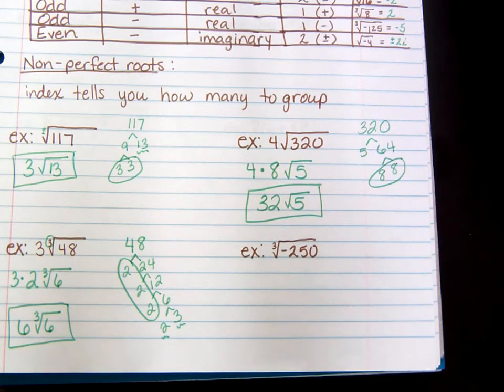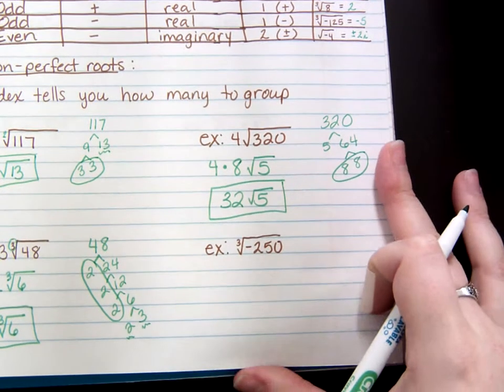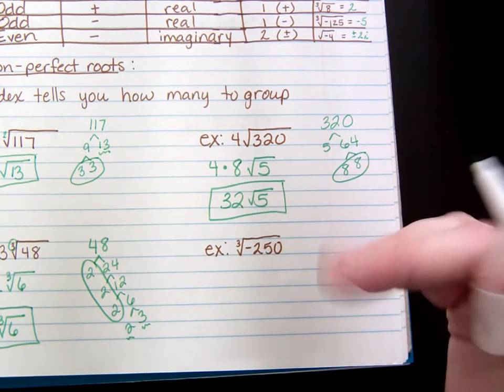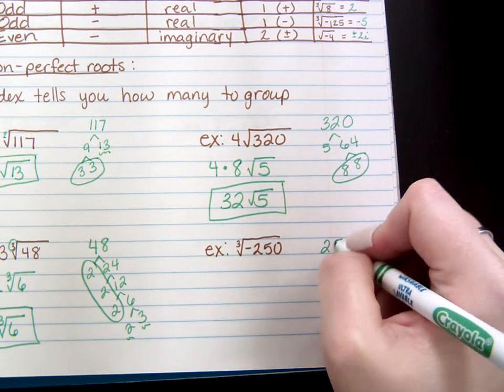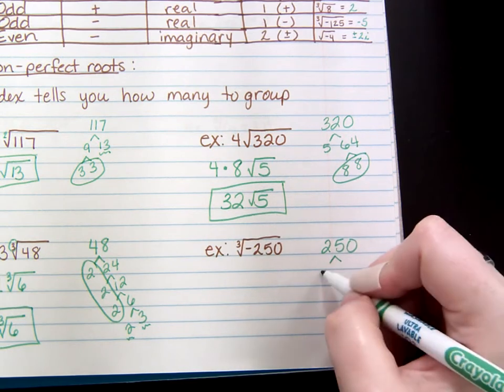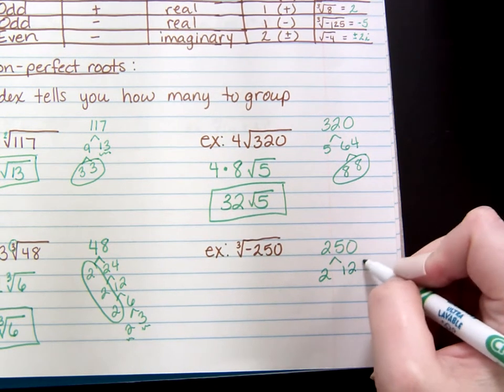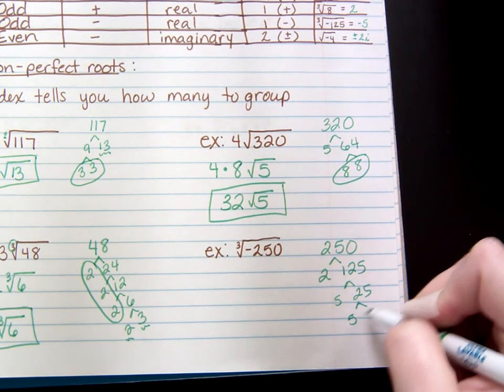The next one is the cube root of a negative number. Remember, the cube root of a negative number ends up having a negative answer. So when we do this, we have to remember that our answer should be negative. I'm going to start the same way. I'm going to take the 250 and break that down. 250 is 2 times 125, which is 5 times 25, which is 5 times 5.